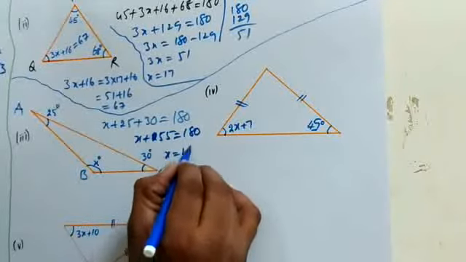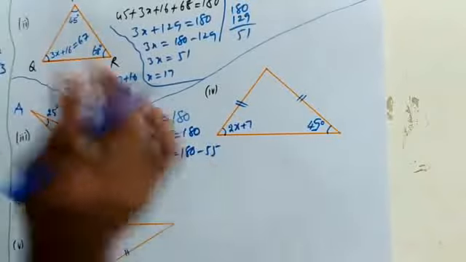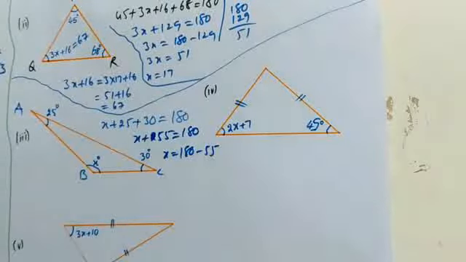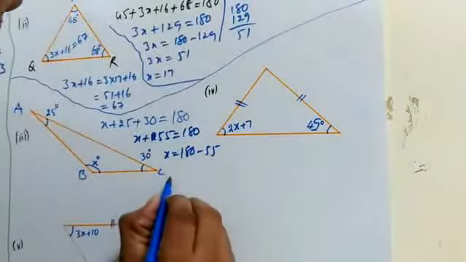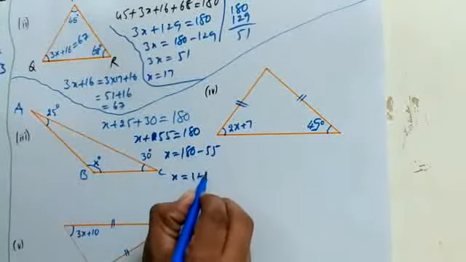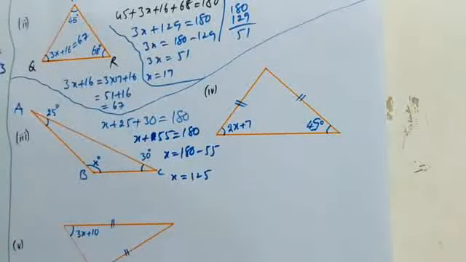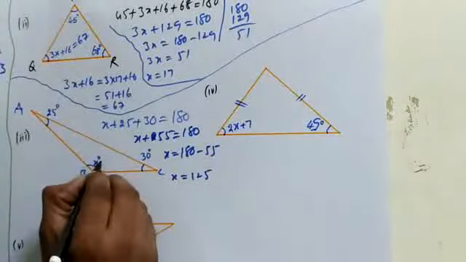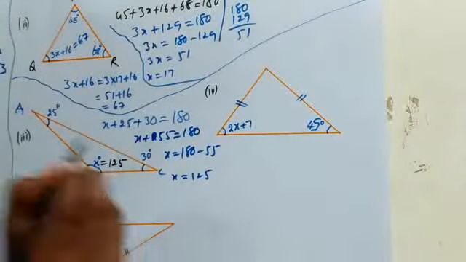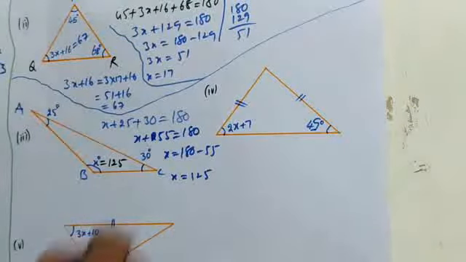Therefore, x is equal to 180 minus 55. 180 minus 55, therefore x is equal to 125. X is equal to 125.